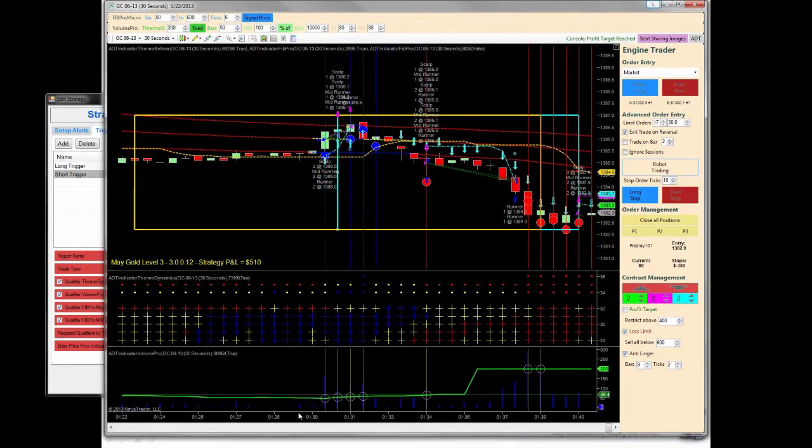I still got 3 positions open, and the price is at 1382.8. You can see the 3 contract trails, the cyan, the magenta, and the green. The cyan is the laggard because that's the runner. They're following the price down.